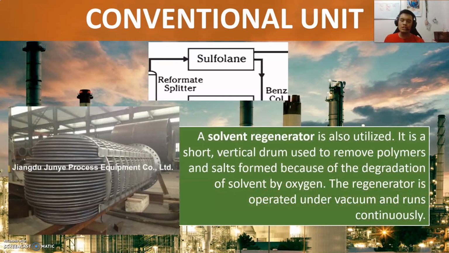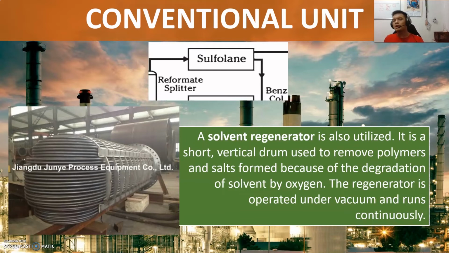And another one is a solvent regenerator. This machine is also utilized in the conventional unit, and it is a short vertical drum used to remove polymers and salts formed because of the degradation of solvent by oxygen. The regenerator is operated under vacuum and runs continuously.